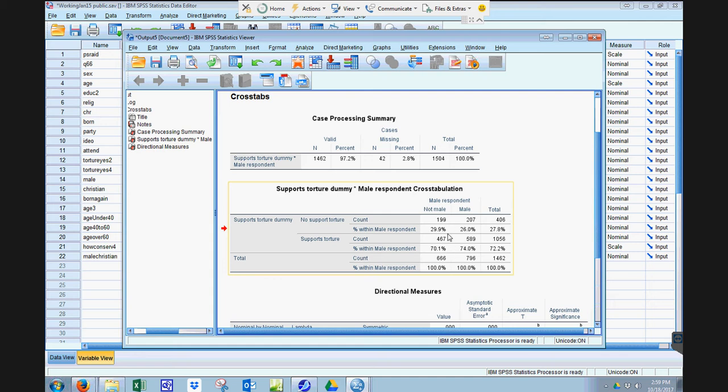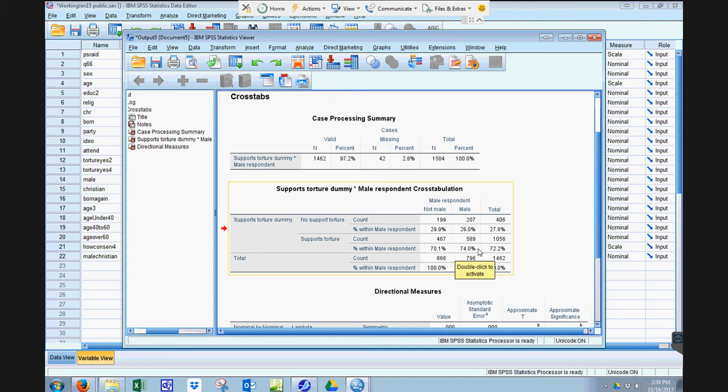Among women, 29.9% said that they don't support torture. 70% did, at least under certain circumstances. The numbers are similar for males, but as I anticipated by labeling something a dependent and independent variable, we see an association with gender. Let me rephrase that. Men are slightly more likely than women to say that they support torture.